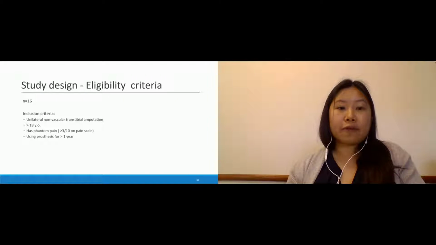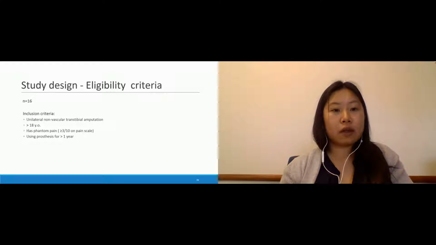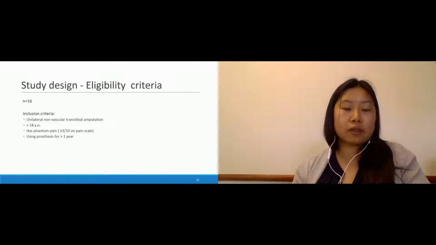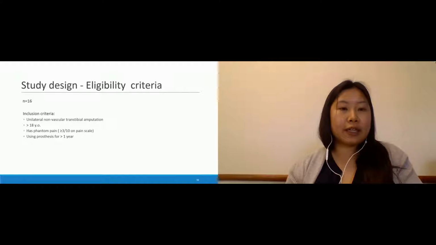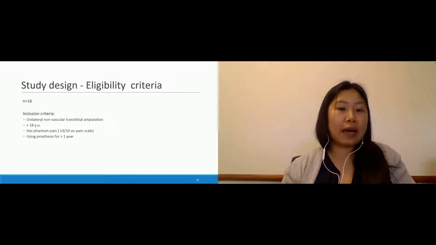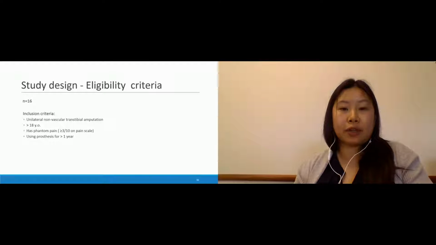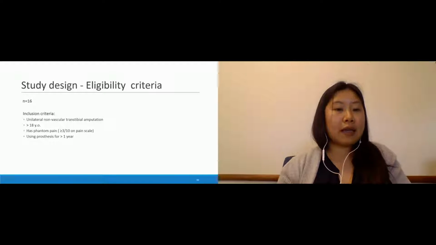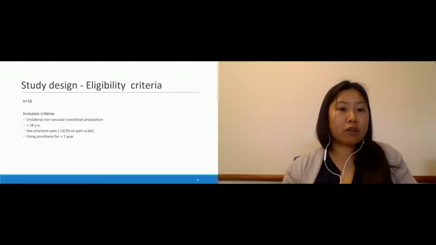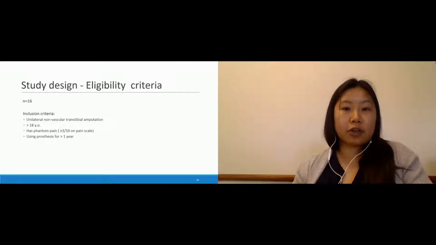So for our pilot study, we hope to recruit 16 individuals. Our inclusion criteria include adults with unilateral non-vascular transtibial amputations. They have phantom pain of 3 or greater on the pain scale, and they have been using a prosthesis for greater than a year.